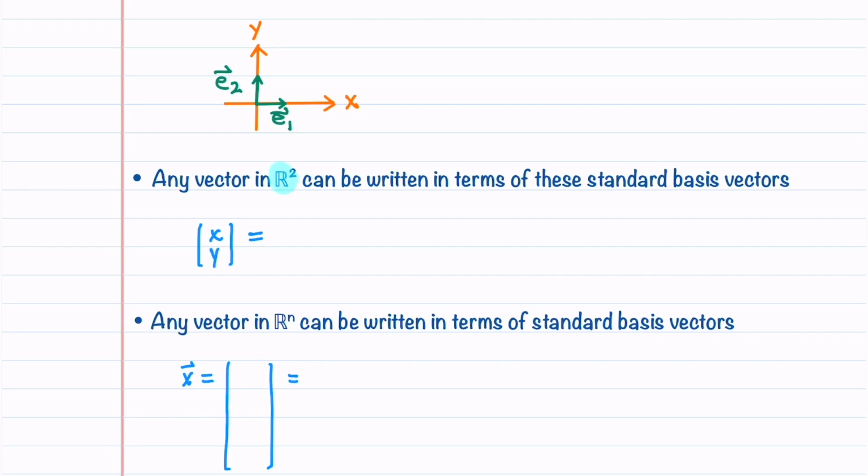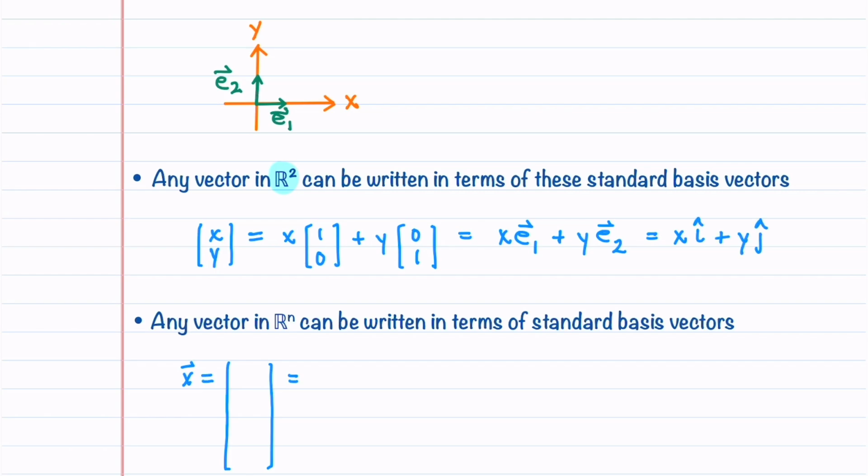Any vector in R2 can be written in terms of these standard basis vectors. For example, we can write (x, y) as x times the vector (1, 0) plus y times the vector (0, 1), and then this is just x times e1 plus y times e2. This is the same as writing x times i hat plus y times j hat.